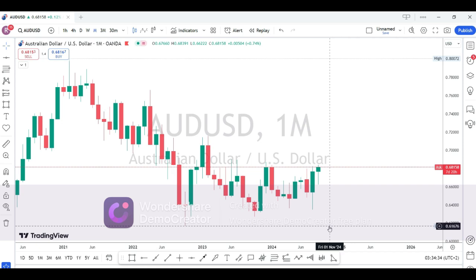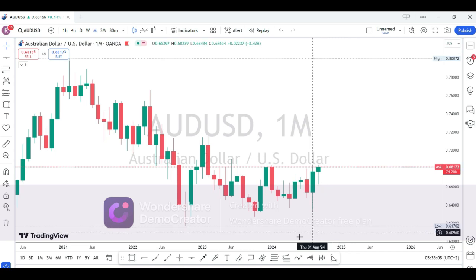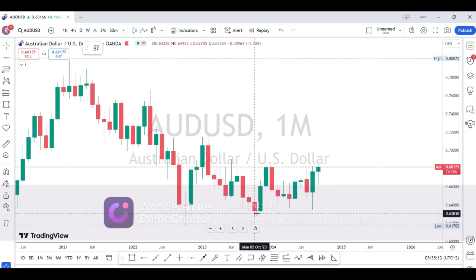So we are giving out our weekly analysis for the rest of the week. The first pair we are having is AUD versus USD, the Aussie dollar against the US dollar, on the monthly time frame, in order for us to get the clue direction of the market. So let's dive in and mark the support and the resistance level.